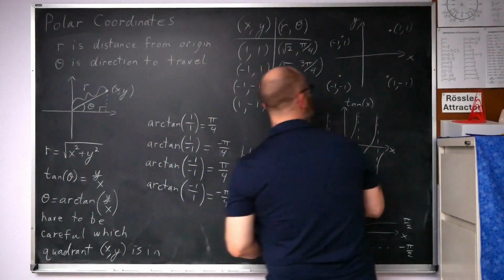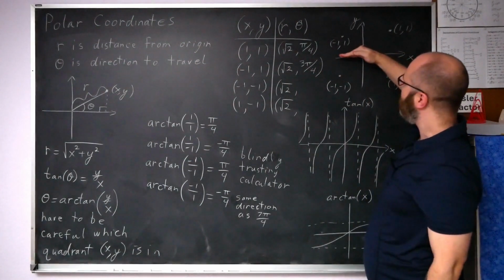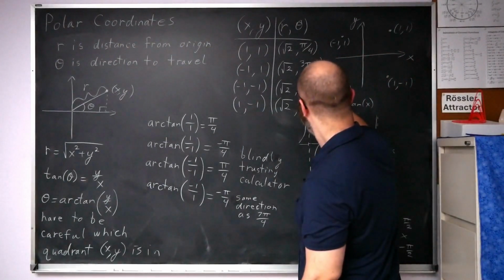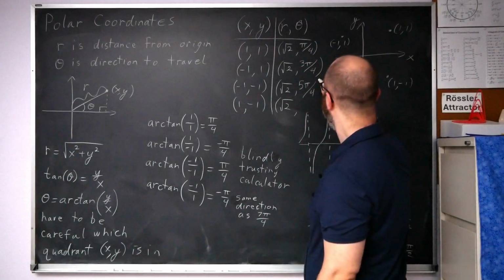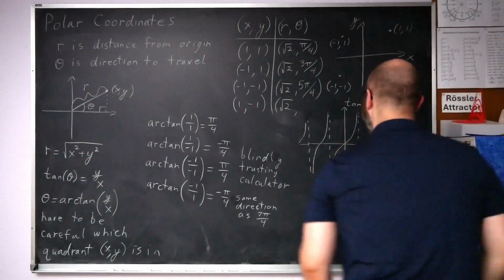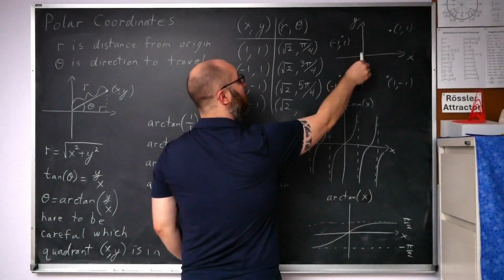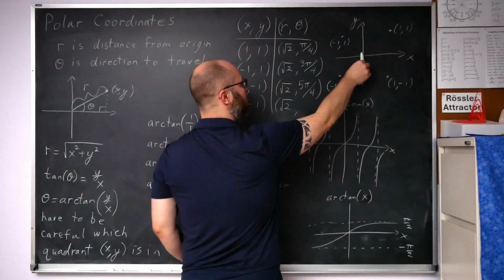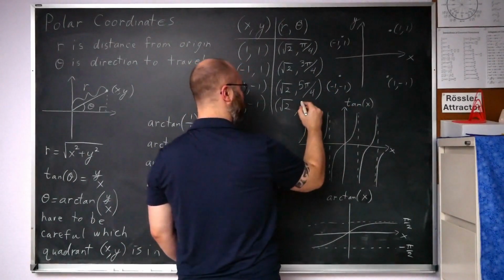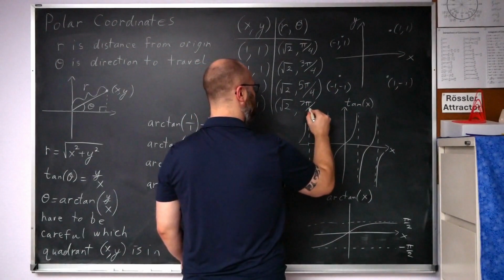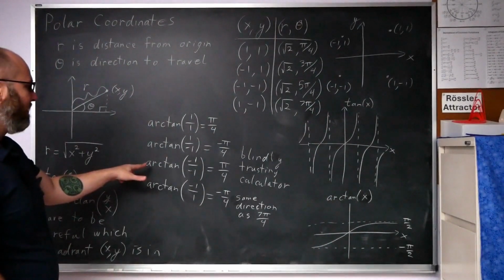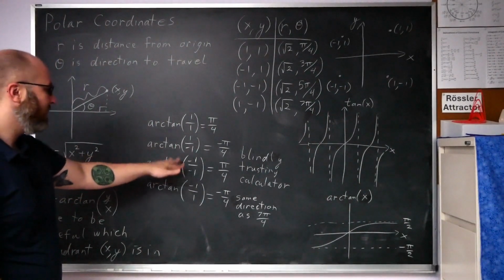I keep going. So this is pi, so that's the same as 4 pi over 4. So this is 5 pi over 4. And I ran out of little room there. Then I keep going. This is 3 pi over 2, which is the same as 6 pi over 4. So this is 7 pi over 4. So you do have to keep that in mind when you're using tangent to make sure you're getting these in the right place.